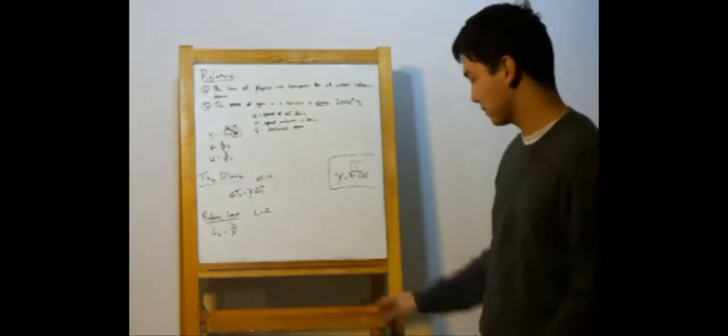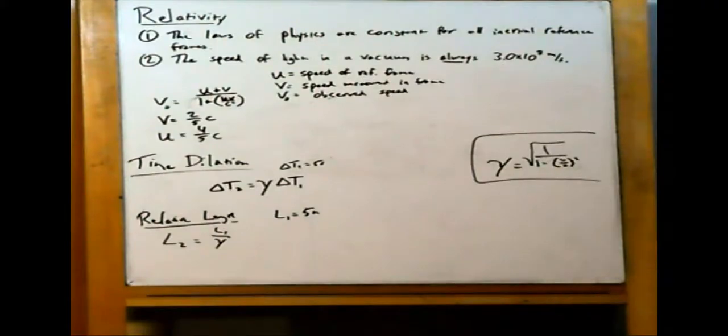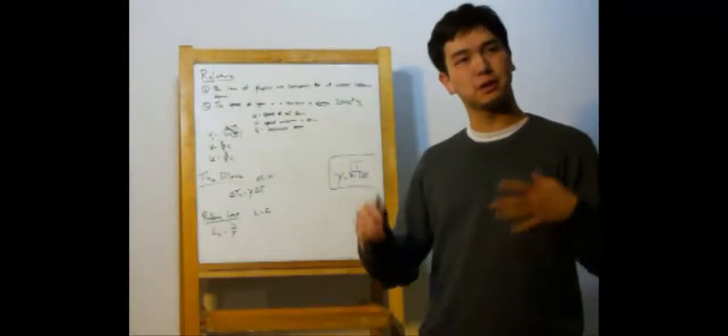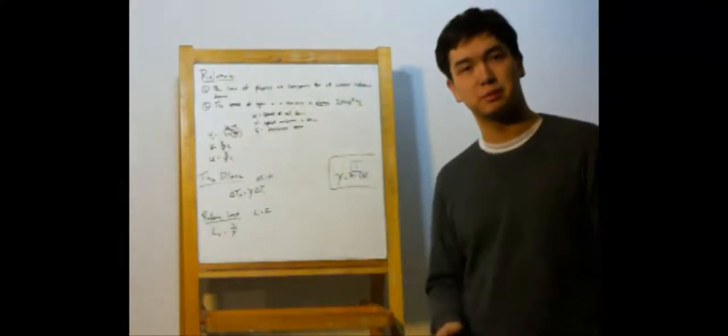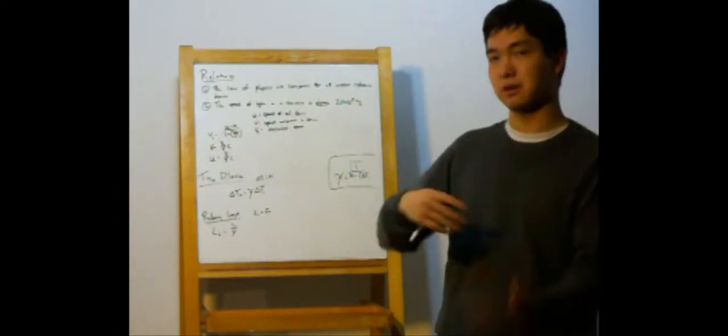Today's topic, relativity. Two main things you should know about relativity. First off, the laws of physics are constant for all inertial reference frames. What's an inertial reference frame? It's just a thing where everything inside of it is moving at the same speed. So for instance, Earth. Everything on Earth is moving at the same speed, which is Earth's rotation around its axis.